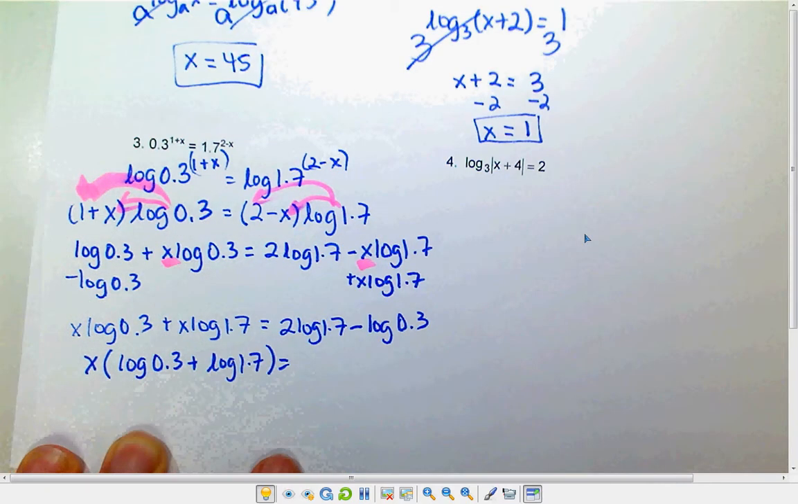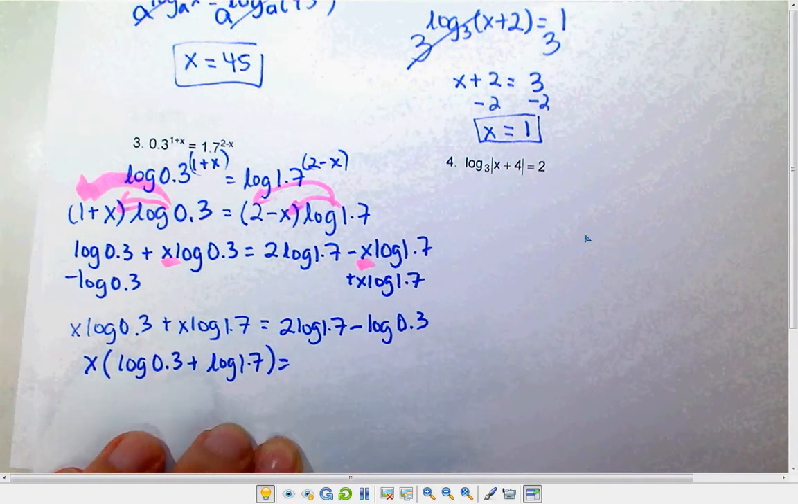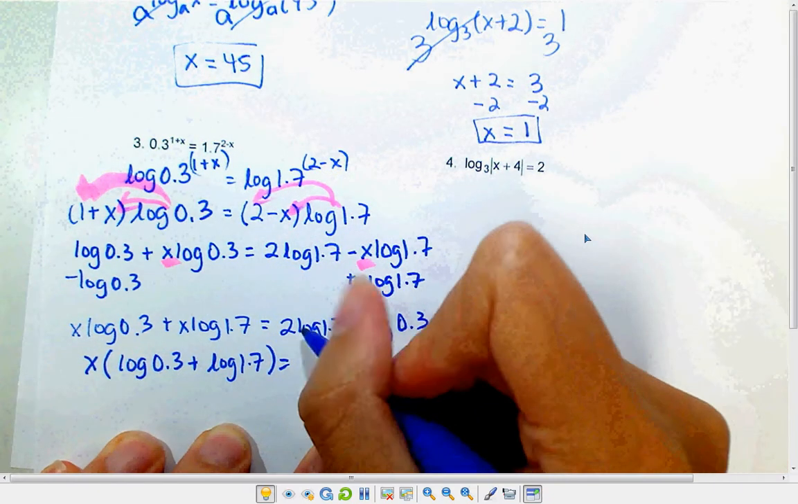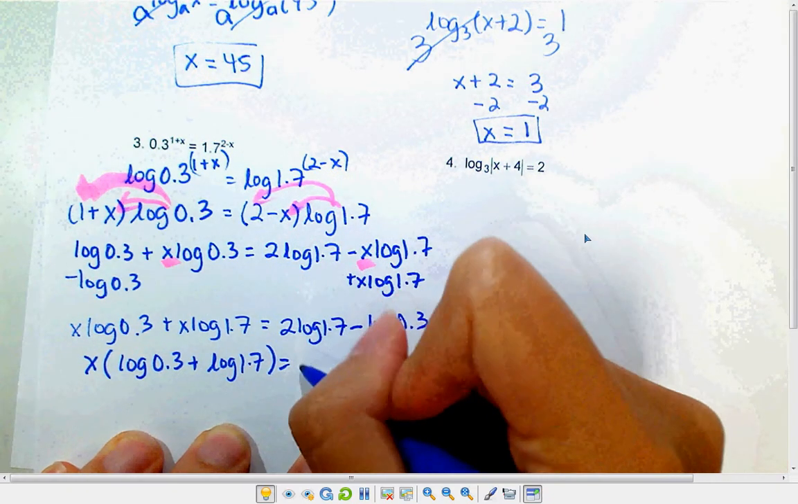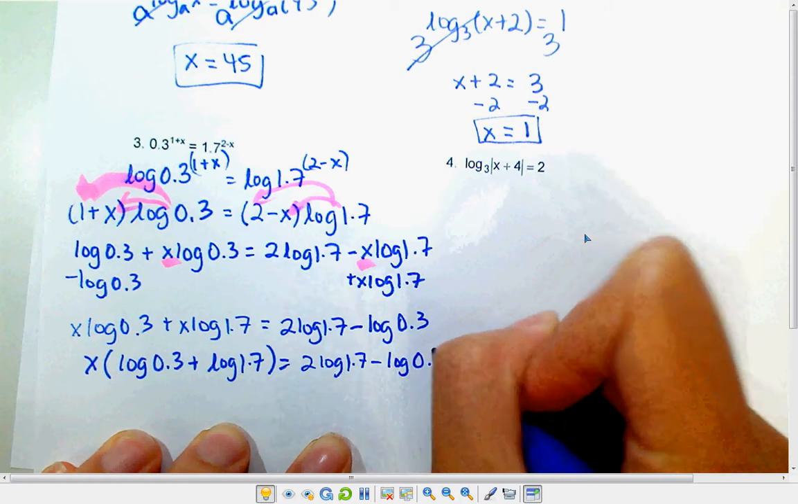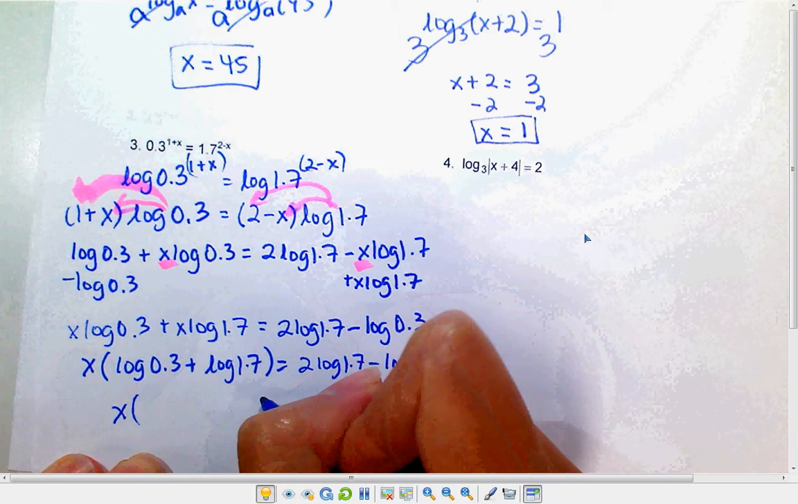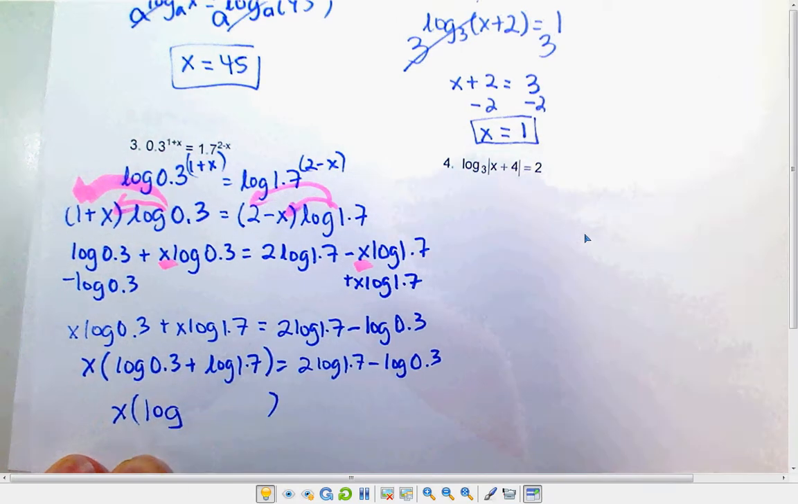So I'm taking an x out of both of those so that I now have an x by itself. And I still have this 2 log of 1.7 minus log of 0.3. Okay, now I'm going to combine so that I only have one log.